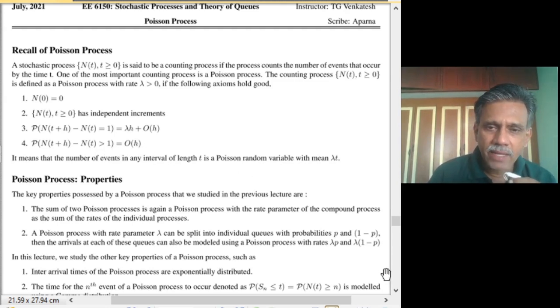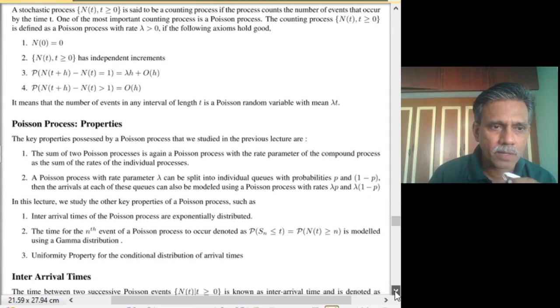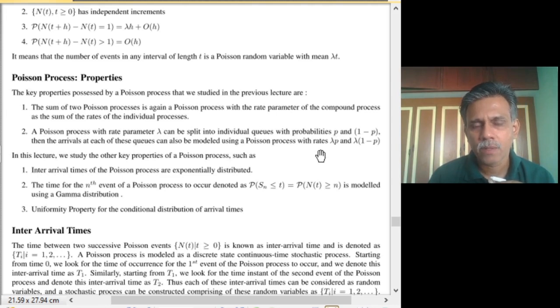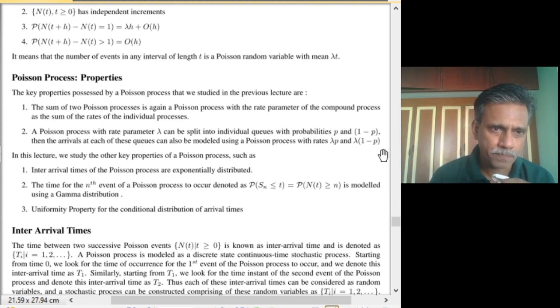Well, and the key properties of the Poisson process that we have seen is that the sum of two Poisson processes is again Poisson, with a rate of the compound process being the sum of the rates of the individual processes. A Poisson process with a rate lambda can be split into two Poisson processes with probability p and 1 minus p, and they will still be Poisson, and their respective rates will be lambda p and lambda times 1 minus p.